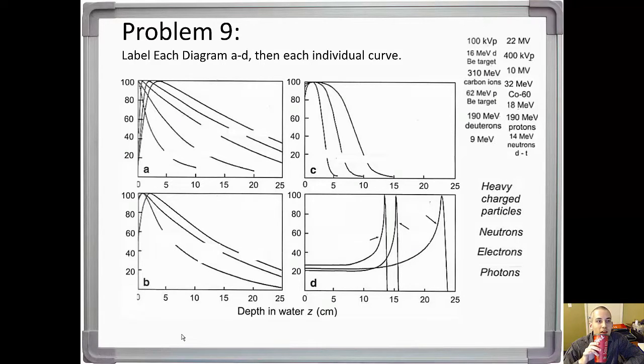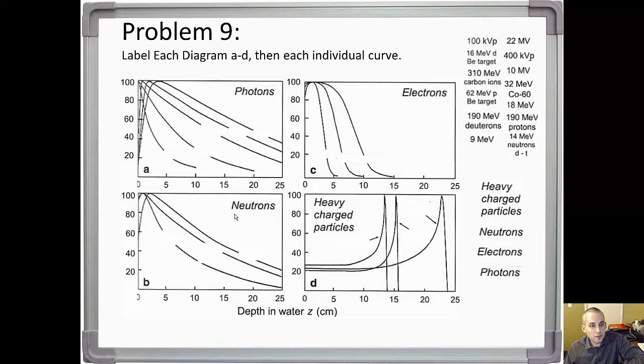So for problem 9, we're going to be labeling these diagrams. First off, label the category, whether it's a heavy charged particle, neutron, electron, or photon. Also, these are percentage depth dose curves, PDD, with respect to depth in water. The first depiction is photons. Second is electrons. Fourth is heavy charged particles. And the third is neutrons.